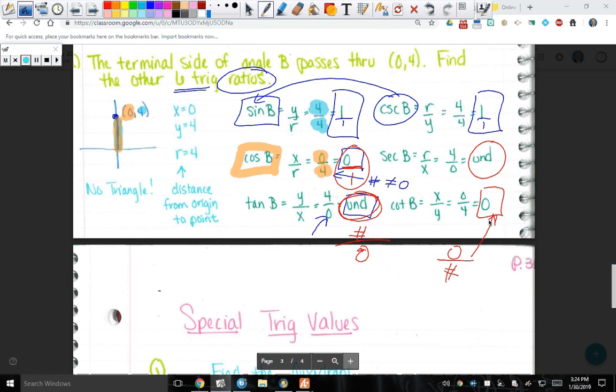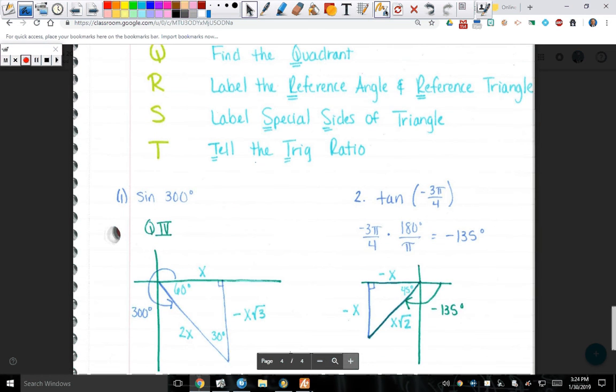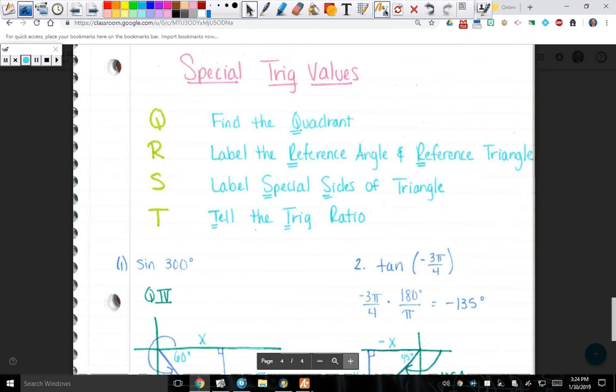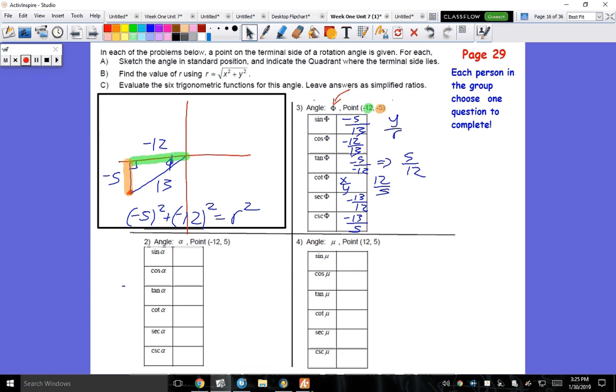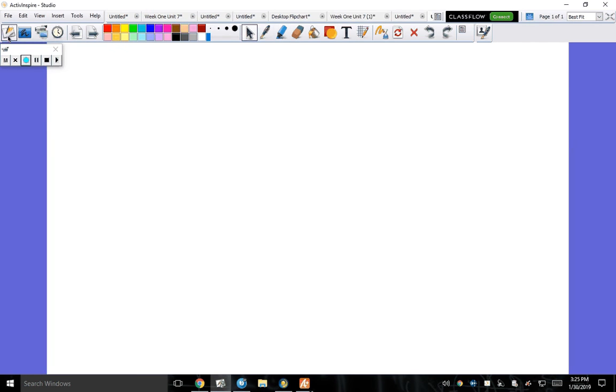Okay? Alright, we're going to do one problem here in just a bit together. We're going to think about all of this that we just talked about. Okay, and I'm going to call on you. Just please be ready. Here we go. We're going to look at something called the Qrst method. Okay, look. Q, find the quadrant. R, label the reference angle in the triangle. S, label special sides of the triangle. And T, tell the trig ratio. Okay? Here we go. Let's just create a problem on the fly.